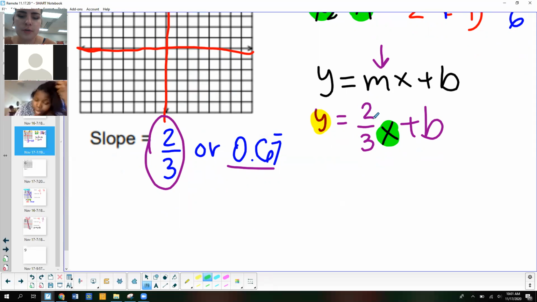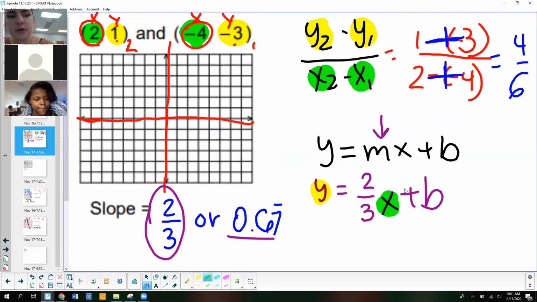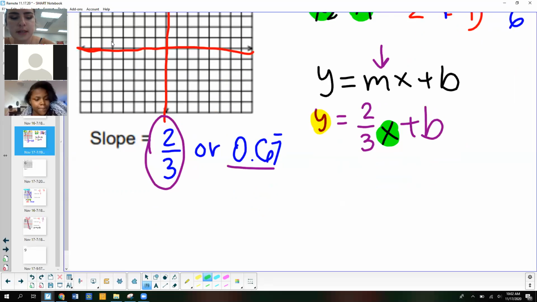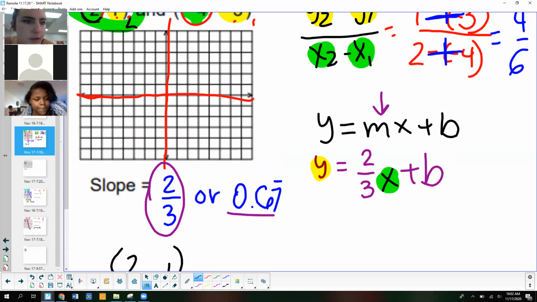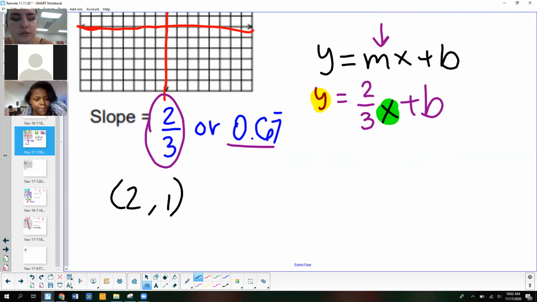So y equals 2/3 x plus b. We're wanting to solve for b because that's the main thing we're missing right now to have our formula for this line. So what I can do is take one of these points I already have. I'm going to take 2, 1, because that was one of our points over there. And remember, this is written in x, y format, because that's how points are written.